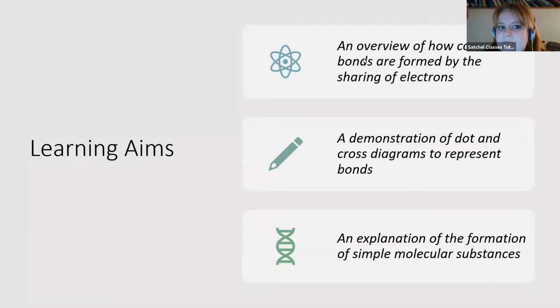So let's have an overview of what we're doing in this class today. Number one, an overview of how covalent bonds are formed by the sharing of electrons. Number two, a demonstration of dot and cross diagrams to represent bonds. Number three, an explanation of the formation of different simple molecular substances. A bit of a tongue twister.